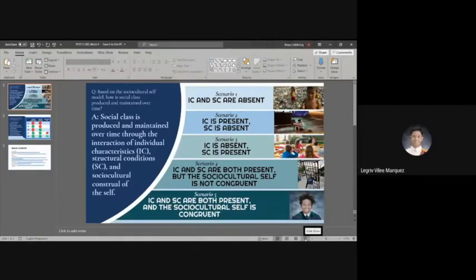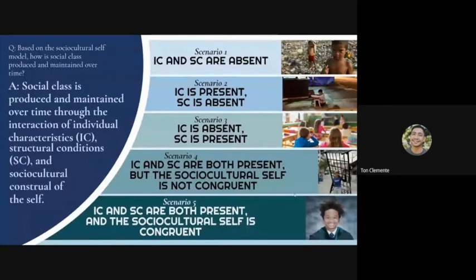Okay. So before you proceed, ang question natin ay based on the model, how is social class produced and maintained over time? So hopefully maco-cover natin dito yung interaction ng structure and individual characteristics.